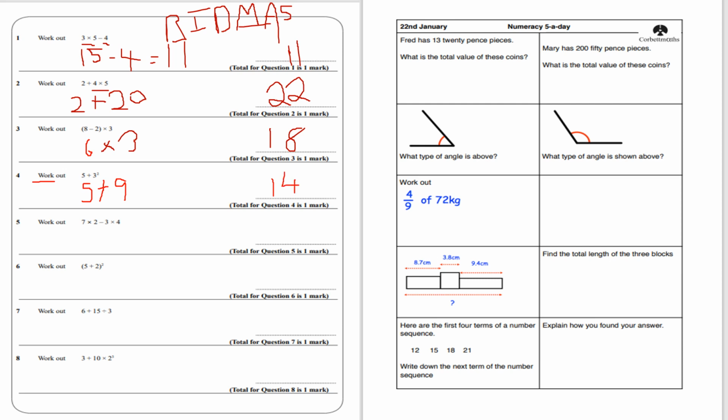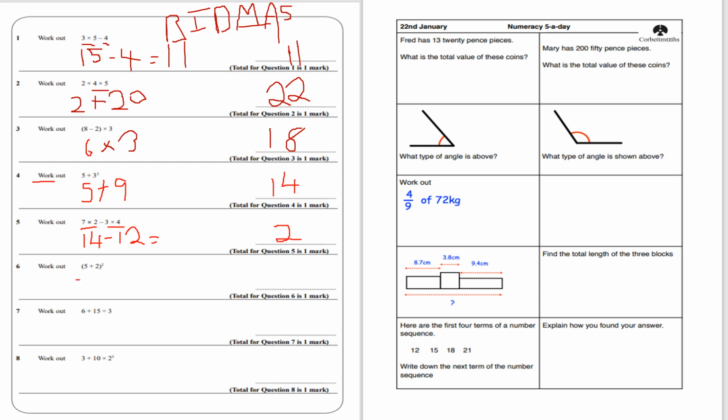Question number 5. Work out 7 times 2 minus 3 times 4. Well, I'm going to work out the timesing first, and then I'm going to subtract them. 7 times 2 is 14. I'm going to put a minus sign. 3 times 4 is 12. So it's 14 minus 12. 14 subtract 12. That's equal to 2, guys.